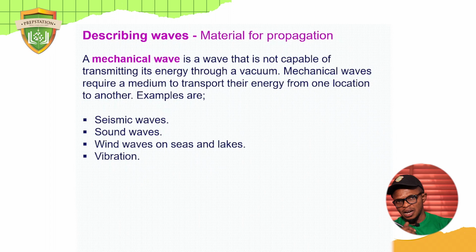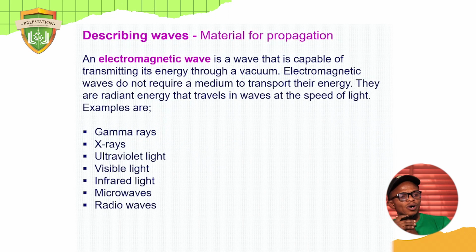Another example of mechanical waves is wind waves on seas and lakes. And then the last one there is vibration. Of course, vibration is common to anything that has to do with waves. Now let's move to the second one, electromagnetic wave. Remember, I am still trying to describe waves based on what? Material for propagation. I've just explained the first one, and the second one is what?